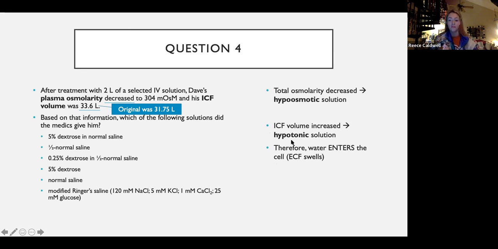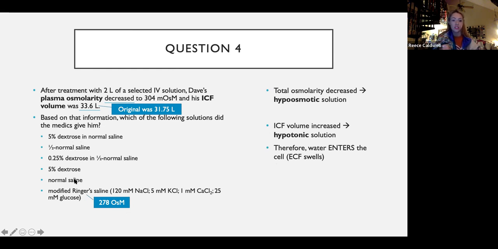Hypo, swell. So water will enter the cell after they gave him this 2 liters of selected IV fluids. Which of these solutions is hypoosmotic and hypotonic? Just so you know, this modified Ringer saline is 278 osmoles. We solved for the osmolarity of all of these earlier.